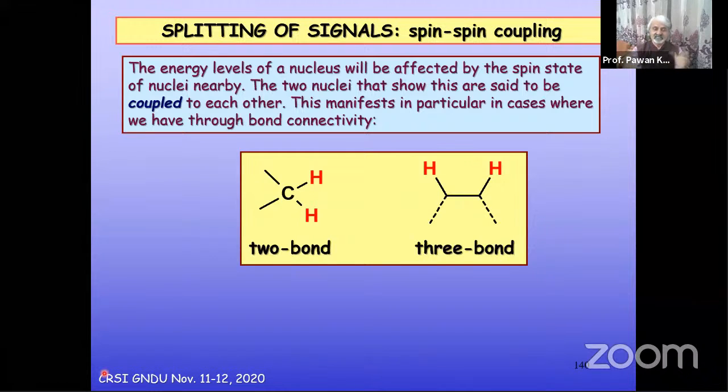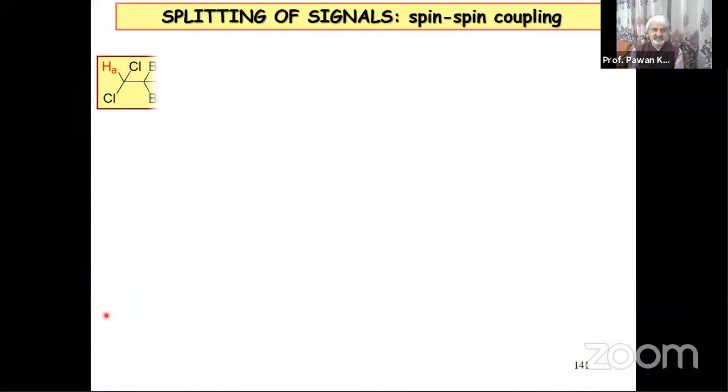The two nuclei that show this relationship, where they are affecting the energy levels of each other, are said to be coupled to each other, and coupling is always through bonds. For example, this is a 2-bond connectivity, 1 bond, 2 bond. This is a 3-bond connectivity, what we call geminal and vicinal. So coupling is through bonds. So why do we get splitting? We get splitting because the energy levels of a nucleus are always affected by the spin state of the nuclei nearby. Let's take an example.